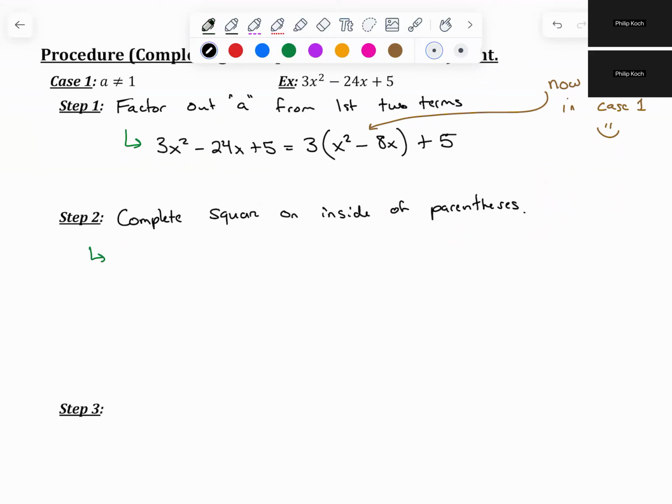So I'm going to write what I had above: 3 times the quantity x squared minus 8x plus 5, and parentheses, then plus 5, excuse me. So we got 3 times parentheses x squared minus 8x plus 5. And so I'm going to complete the square on the inside of the parentheses. And yes, this process does take a little bit more work and more algebra skill, but it's a good thing for us to do. It makes us stronger mathematicians.